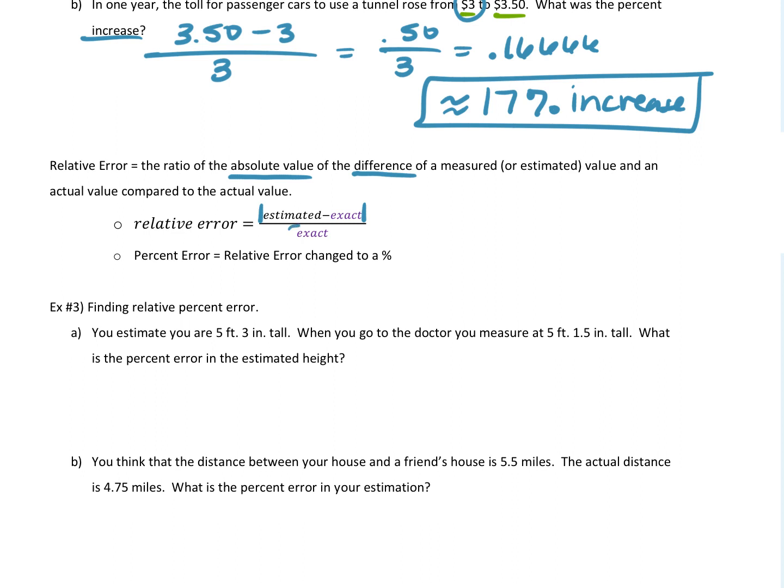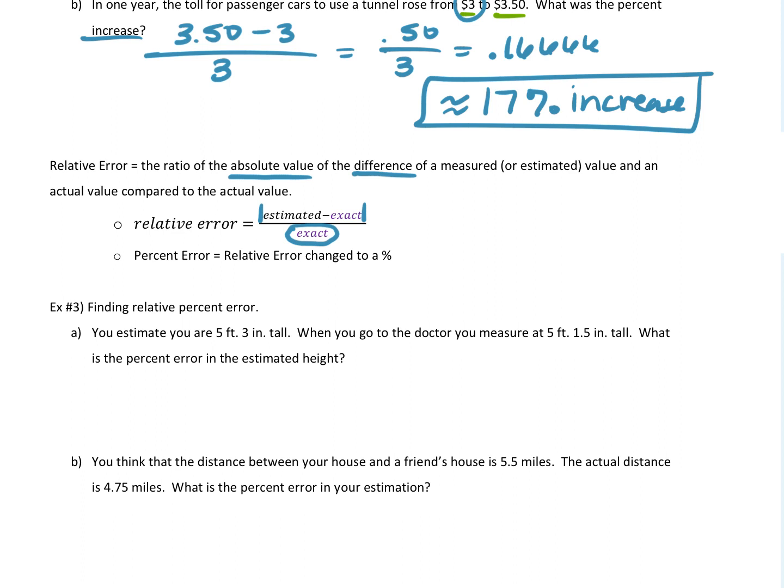This is what's different. This number is not your original amount anymore. It's the exact amount. So there's an estimated amount and there's an exact amount. You always want your exact amount to be your denominator, okay?